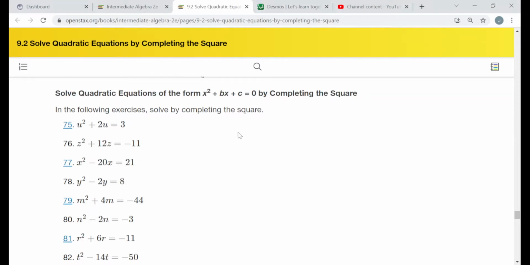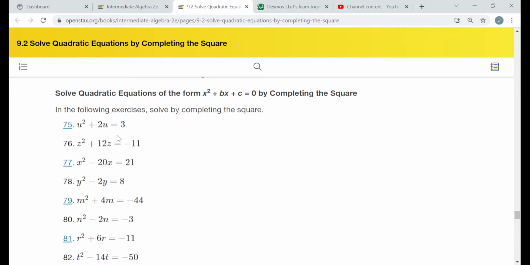In this video I'll be doing exercises taken directly from a free online textbook at openstax.org. It is their Intermediate Algebra 2nd edition text, and I'm in section 9.2 titled Solve Quadratic Equations by Completing the Square. And I'll be working under the heading Solve Quadratic Equations of the form x squared plus bx plus c equals 0 by completing the square.